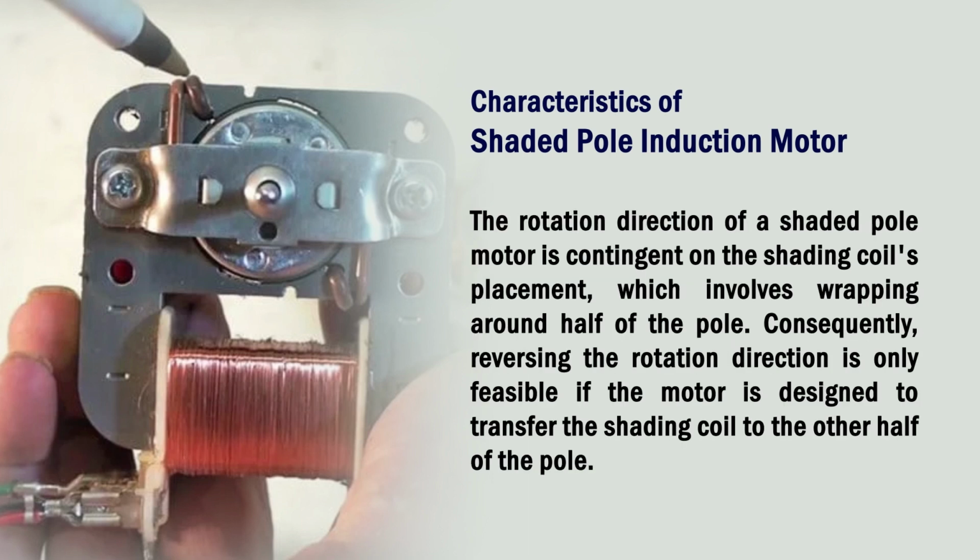The rotation direction of a shaded pole motor is contingent on the shading coil's placement, which involves wrapping around half of the pole. Consequently, reversing the rotation direction is only feasible if the motor is designed to transfer the shading coil to the other half of the pole.